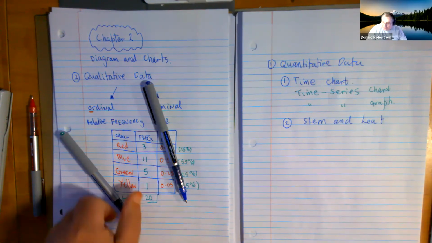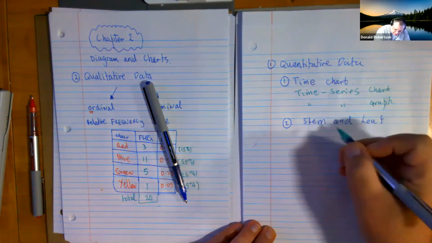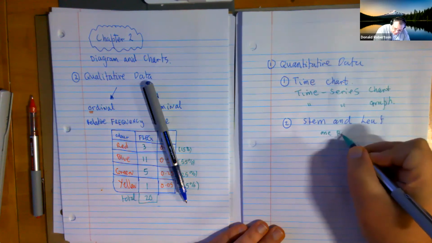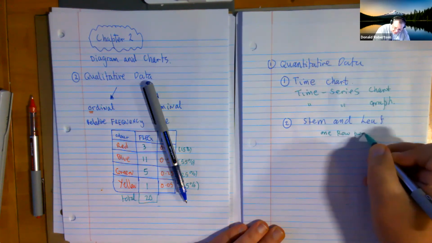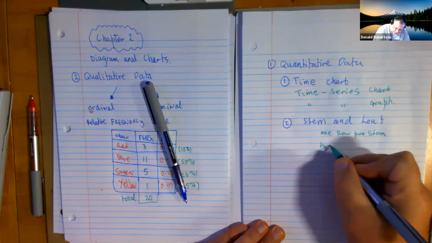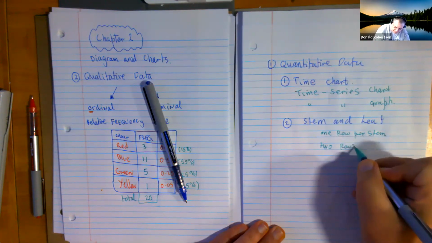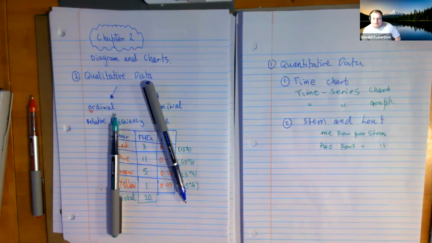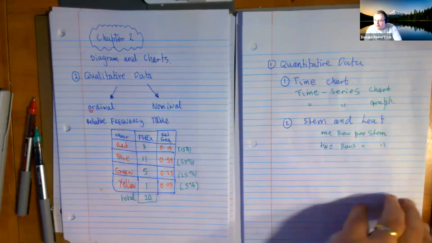And there's 2 flavors of stem and leaf, typically. There's 1 row per stem, and then there's 2 rows per stem. Okay, so what shall I do? I think I'll do time charts first, because there isn't any particular order to these.